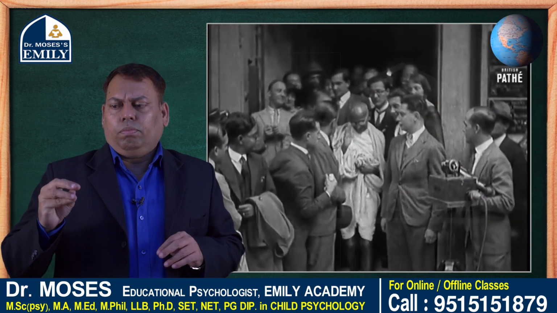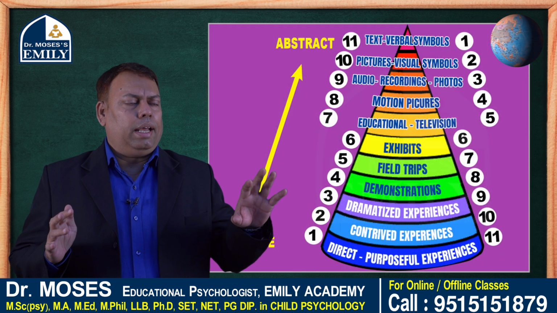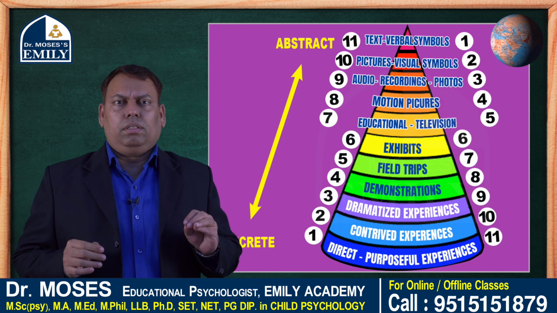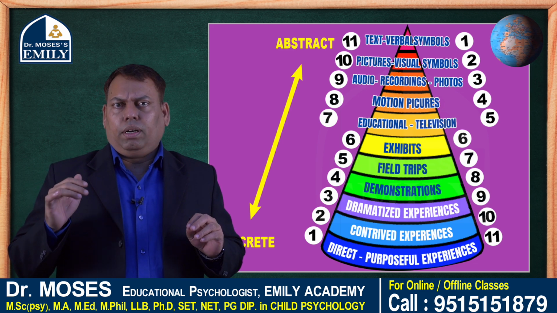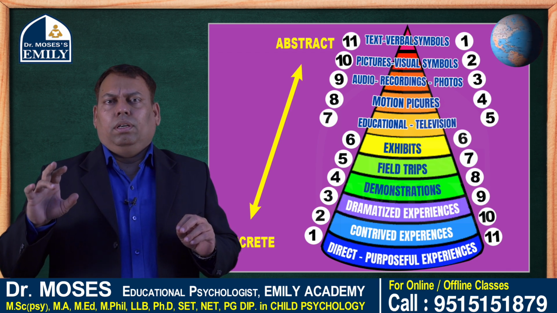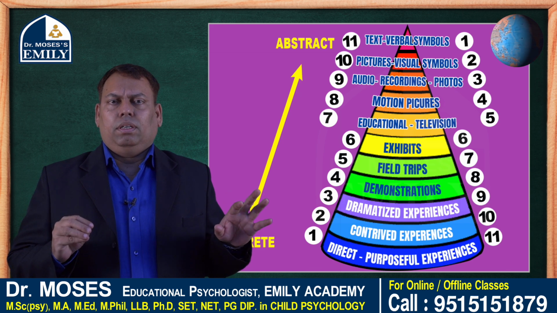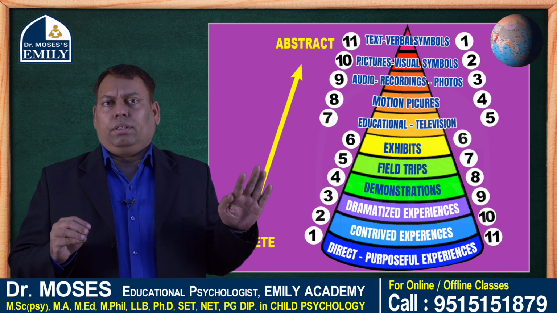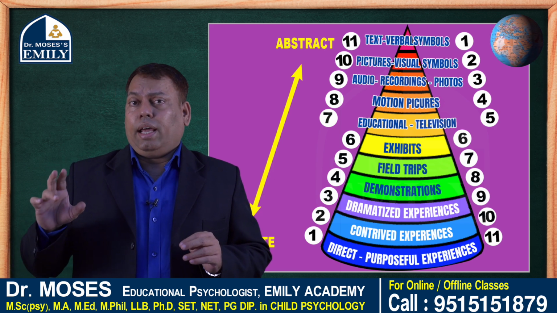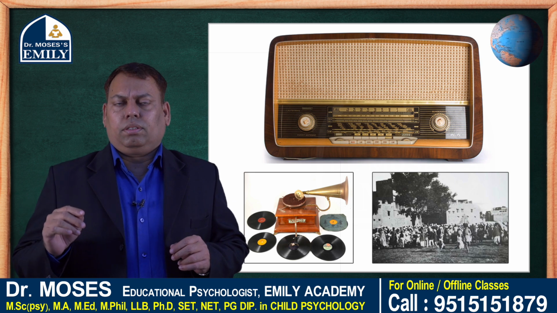From bottom to top, in Edgar Dale cone of experience, the first one is direct and purposeful experience. Second one is contrived experiences. Third one is dramatization. Fourth one is demonstration. Fifth one, field trips. Sixth one, exhibits. Seventh one, educational television. And eighth one, motion pictures. And ninth one, radio, recordings and still pictures.